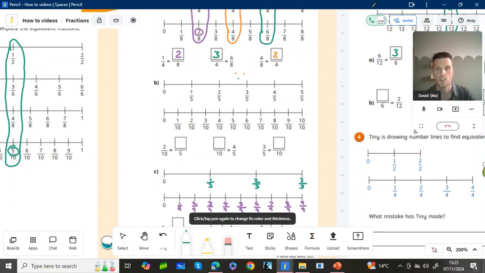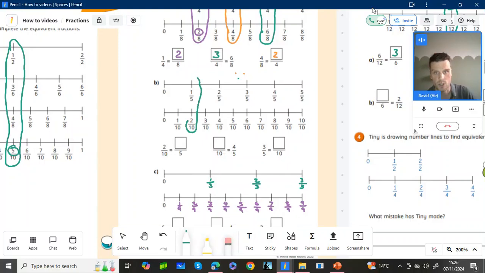So 2/10 is equivalent to how many? Oh, no. There we go. Nearly. Always read the question carefully. It says 2/10. So I'm going from the bottom again. So 2/10 is equivalent to 1/5.